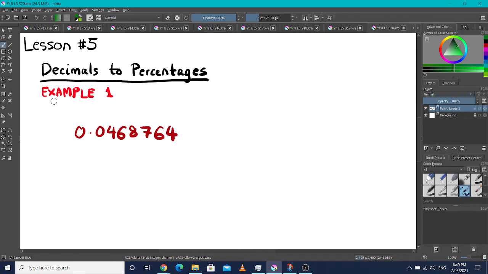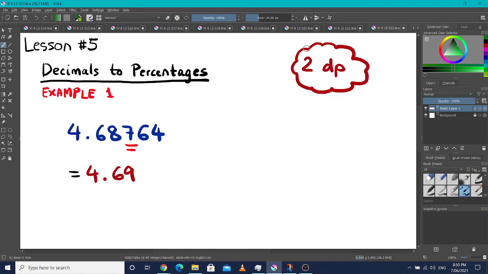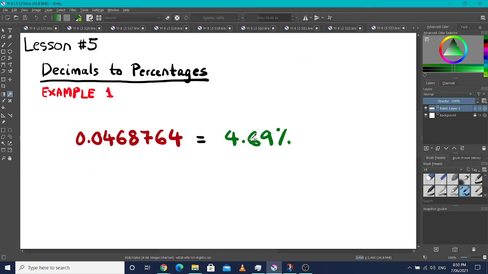So example 1, we are going to be looking at the decimal of 0.04687664. Multiply this by 100 and we get 4.687664. Remembering to round your answer to 2 decimal places, the number in the third position after the decimal is 7, so we round up. Therefore, our number rounded to 2 decimal places is 4.69. As we want to convert to a percentage, our answer is actually 4.69%.